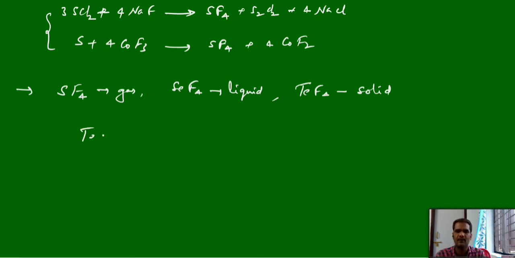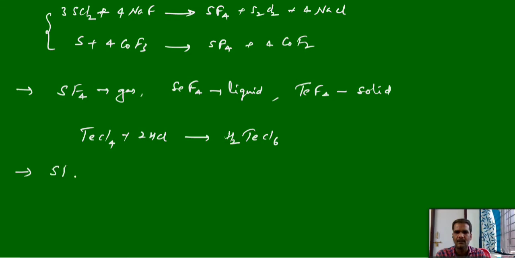And tellurium tetrachloride, when it reacts with HCl, can form a tellurium chloro complex, H2TeCl6. These are a few important chemical reactions related to the halides. Just go through them. This SF4, sulfur tetrafluoride, is a powerful fluorinating agent.